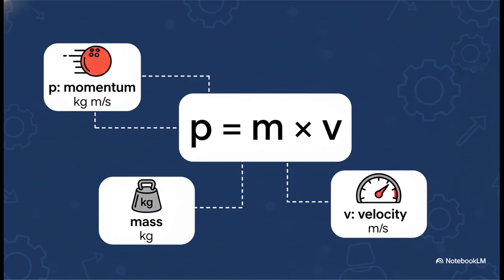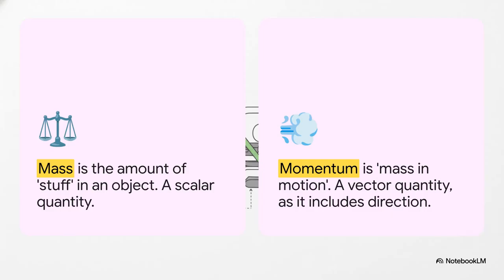Now, P is what we use for momentum, and we measure that in kilogram meters per second. M is for mass, which has to be in kilograms, and V is for velocity in meters per second. And hey, quick exam tip for you. Just making sure your units are correct is such an easy way to pick up extra marks, so don't forget it.